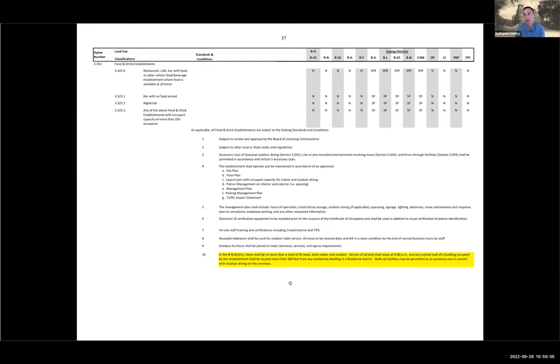And from building to building, any outside wall of a building occupied by the establishment shall be located more than 100 feet from any residential building in a residential district. So that means from building to building, it has to be over 100 feet. And then we say walk-up facilities may be permitted as an accessory use. That standard and condition is in the bylaw now, and we're proposing just to keep it, but everything else you see here is all new.